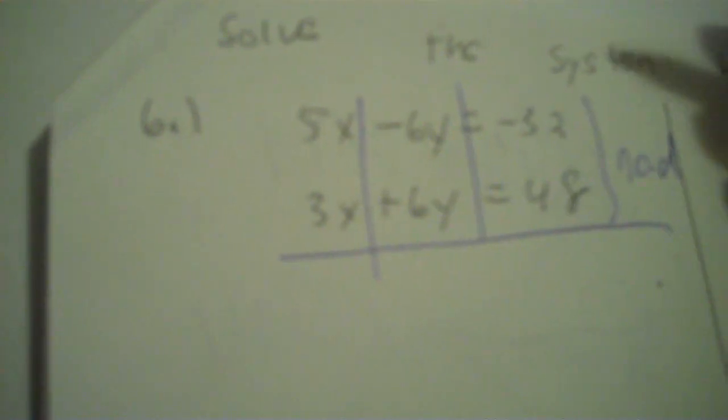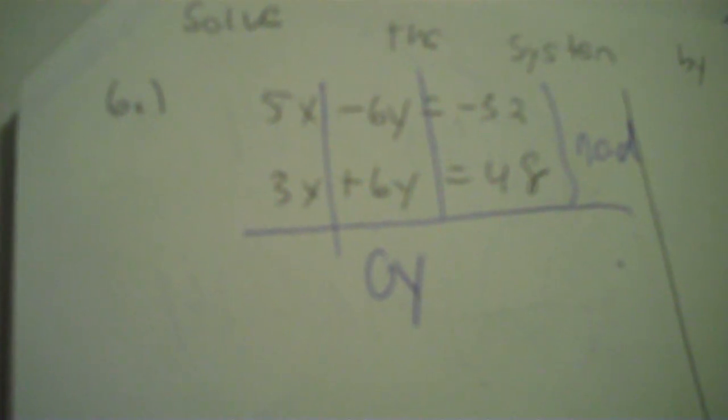Number 6, number 7. Solve the system by elimination. Now you're not going to use the base here. Elimination is when you line them up into columns and you're trying to add to get 0, either the x's or the y's. 5 plus 3 is 8, but negative 6 plus 6 is 0. We're good. We don't even have to change the signs.